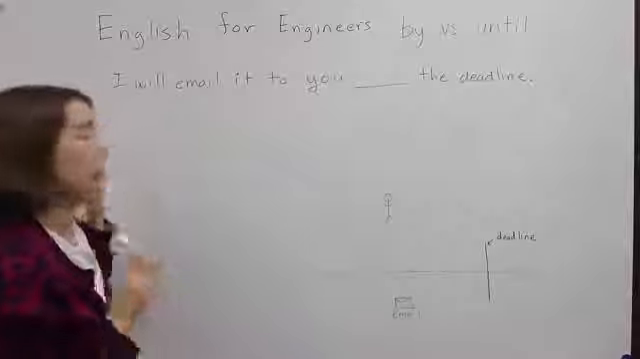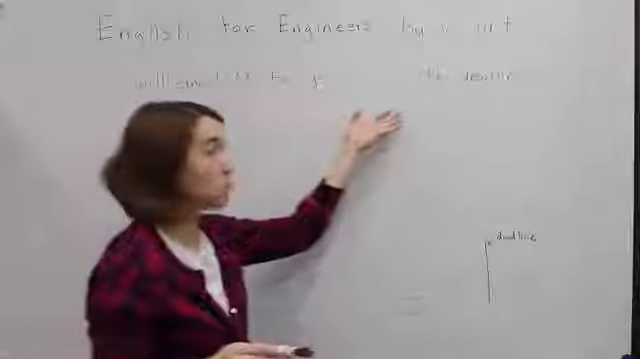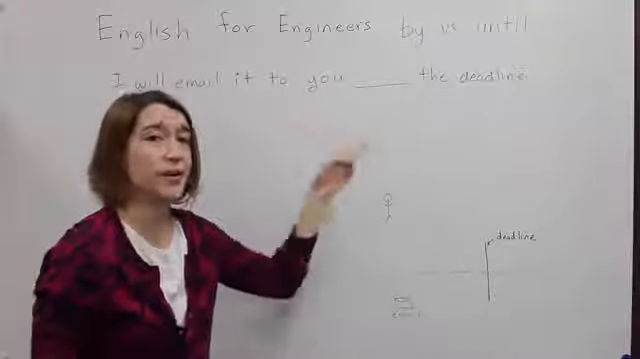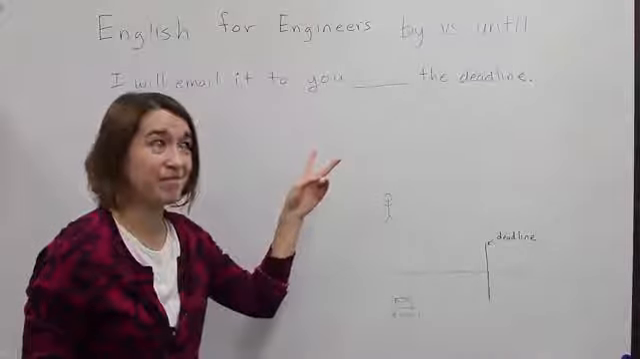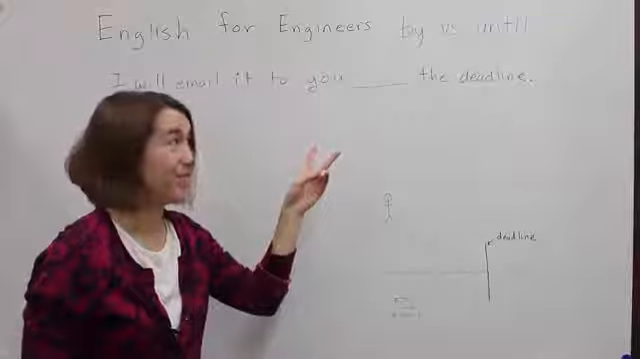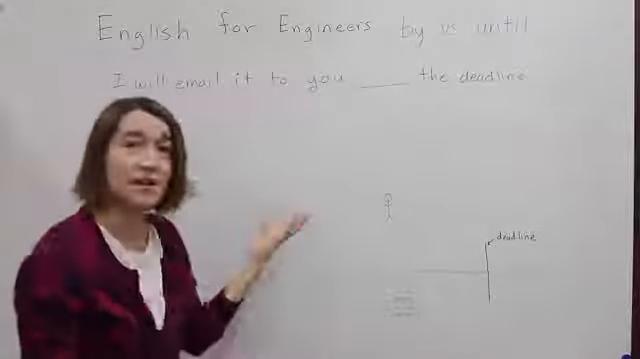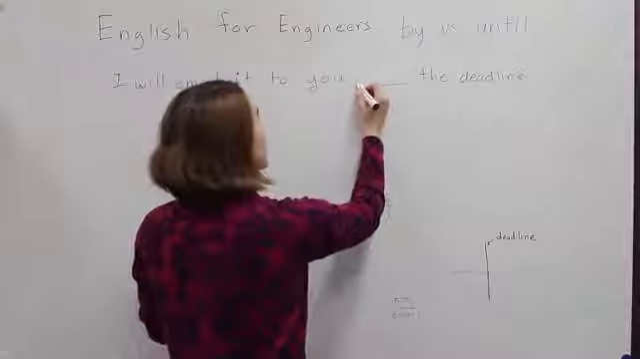You have a sentence. I will email it to you, blank, the deadline. So the question is, do you want to use by here or until? Think about it. Okay. Let's talk about if you used until. For example, if you said, okay, I think the answer is until.